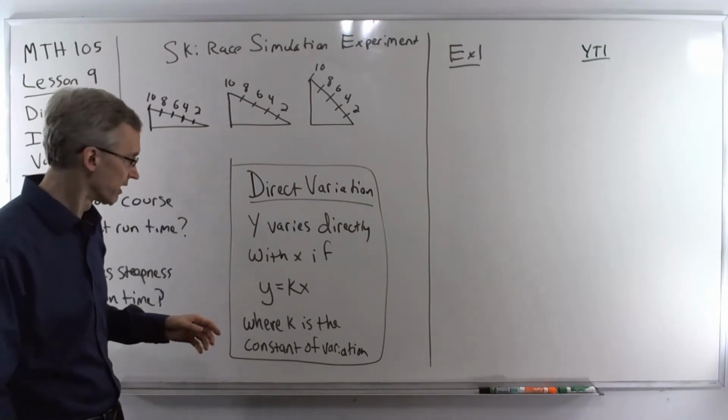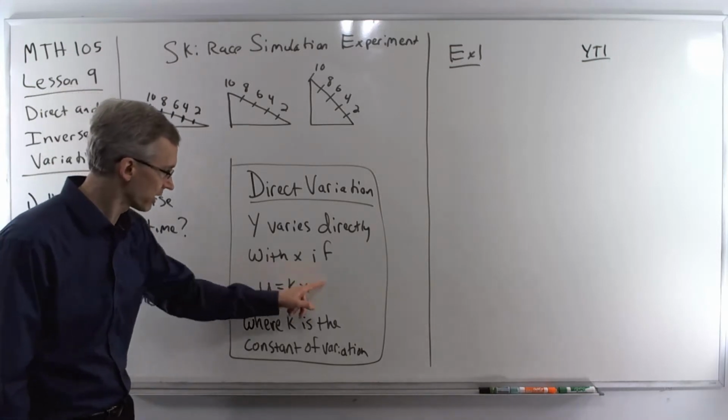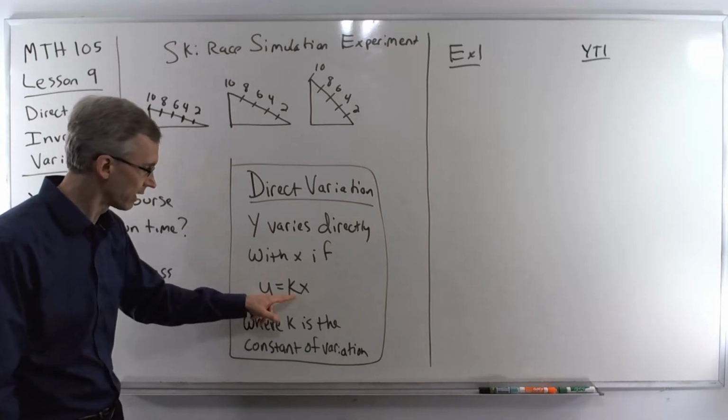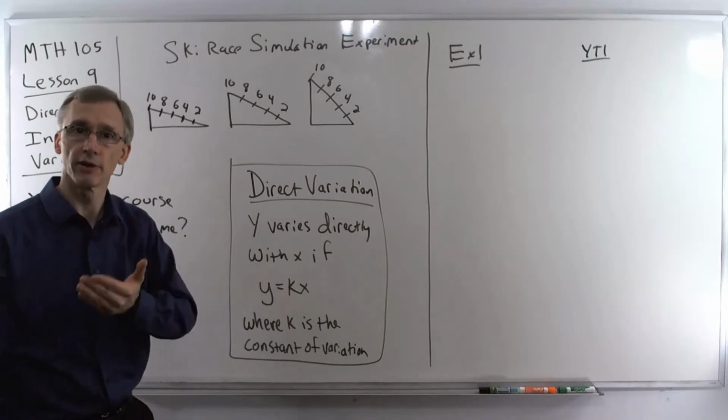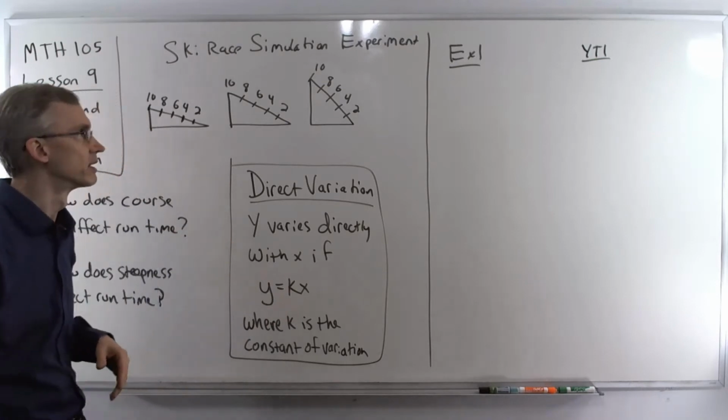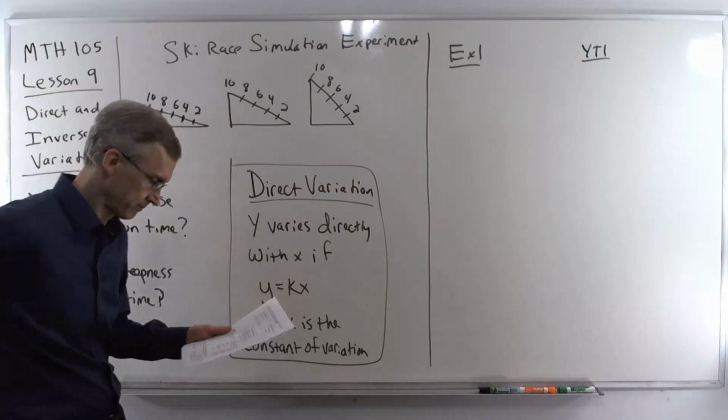So we're going to have an equation like this, and we're going to find the value of k and plug it in there, and that's going to give us an actual quantitative relationship between the two variables. So let's see how that works with an example.